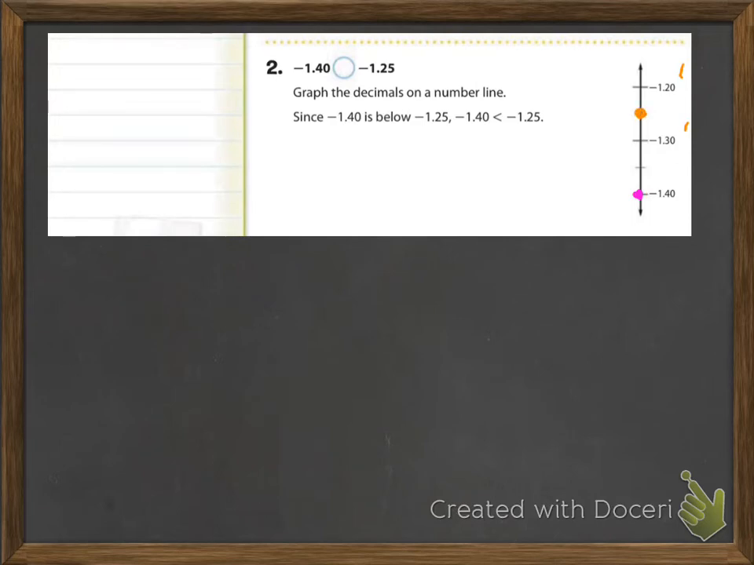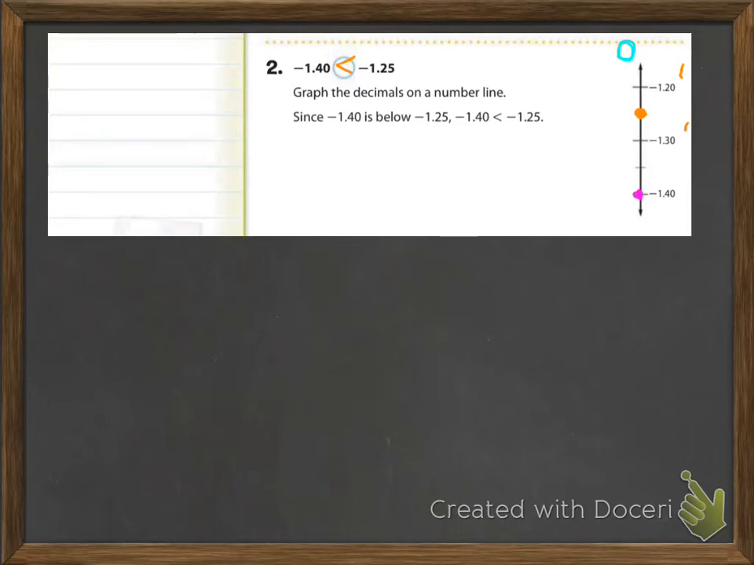So now you have to think also about where that 0 would be. Remember, your 0 is going to be up here at the top, okay? So when it says to graph the numbers on the number line, which one is greater? The one that's closest to the 0 at the top is going to be greater. So now because it's closer to 0, the 1.25 is going to be greater. Oops, let's go ahead and do that in orange. Greater. There we go. So now it's negative 1.40 is less than negative 1.25.